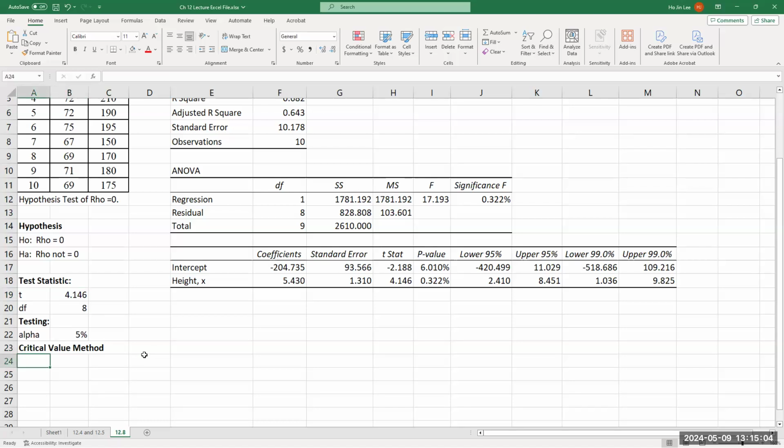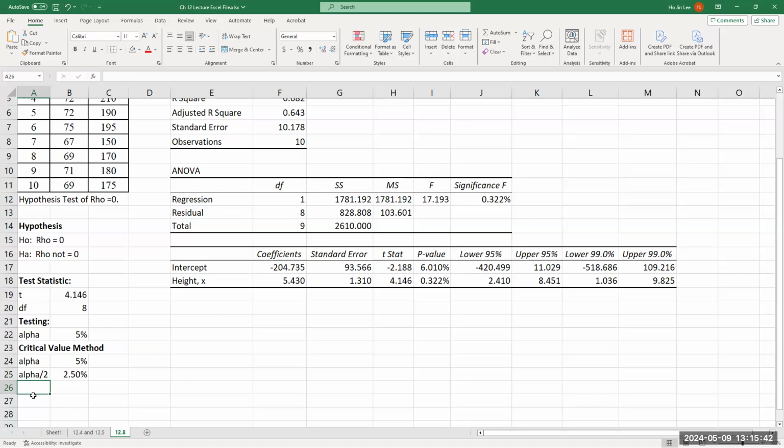The critical value is the t-stat given we have alpha, in this case, half an alpha in the right tail. So to calculate the critical value, we know what alpha is. This is equal to 5%. We're doing a two-tailed test, so we need alpha divided by 2, which is 2.5%.